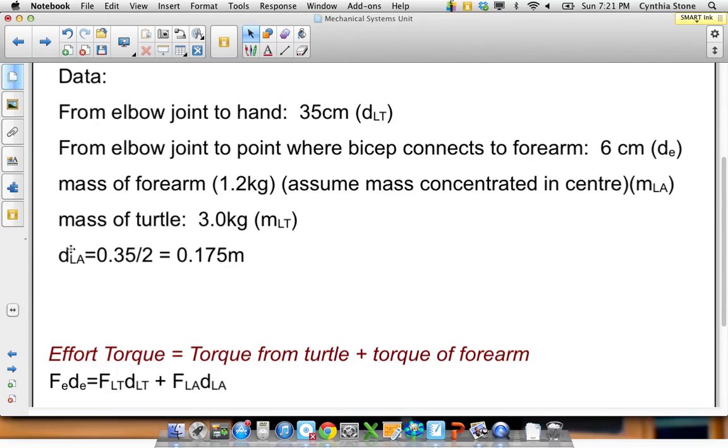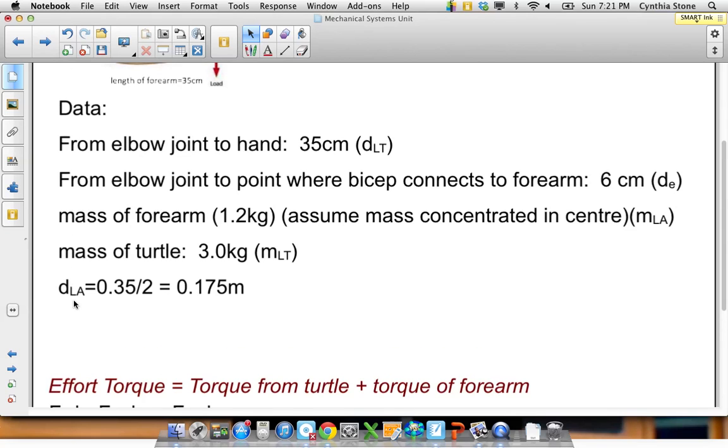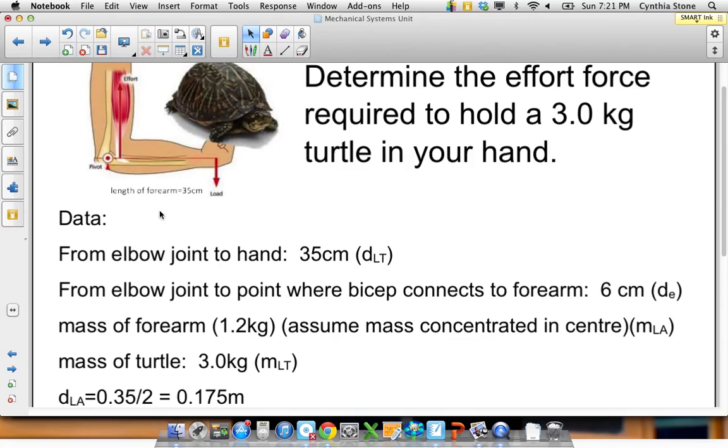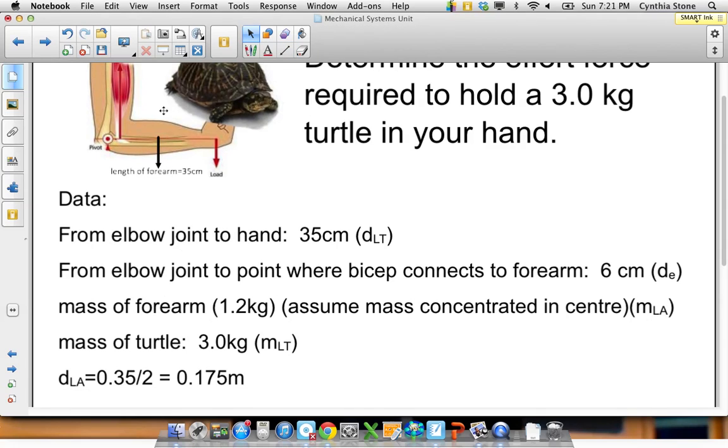I also want to know the load distance of my arm, since it's concentrated halfway. If I was going to draw, I could say that right here is my second load. That's DLA, located right there, and it's half the distance between your hand and the fulcrum. So that's 0.175, or 35 centimeters divided by 2, just put into meters.